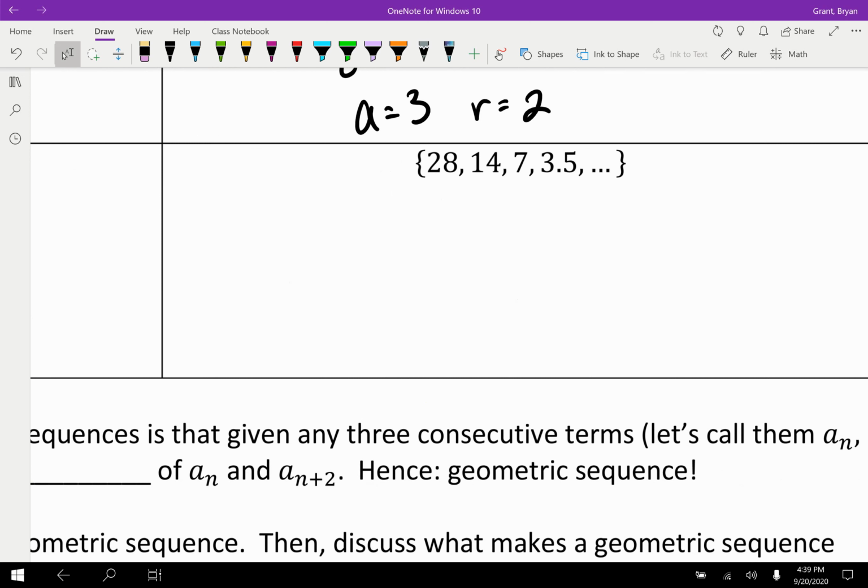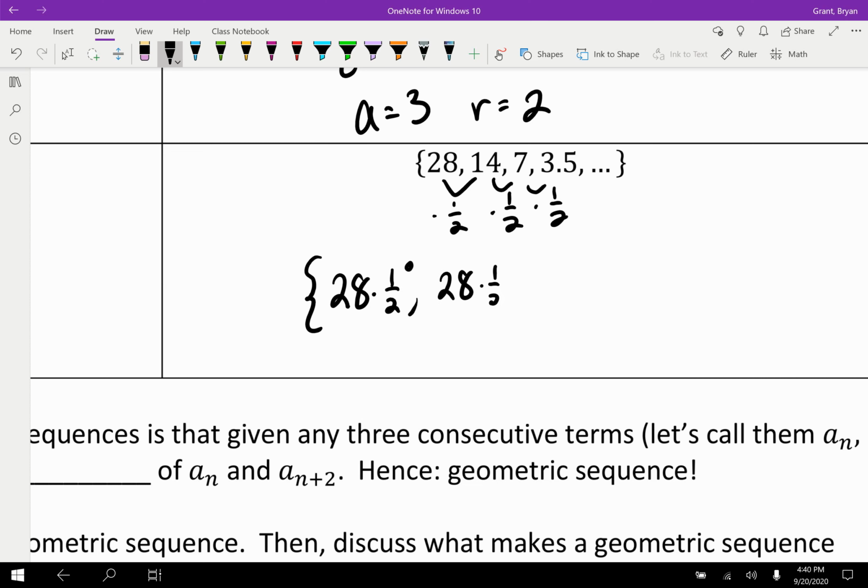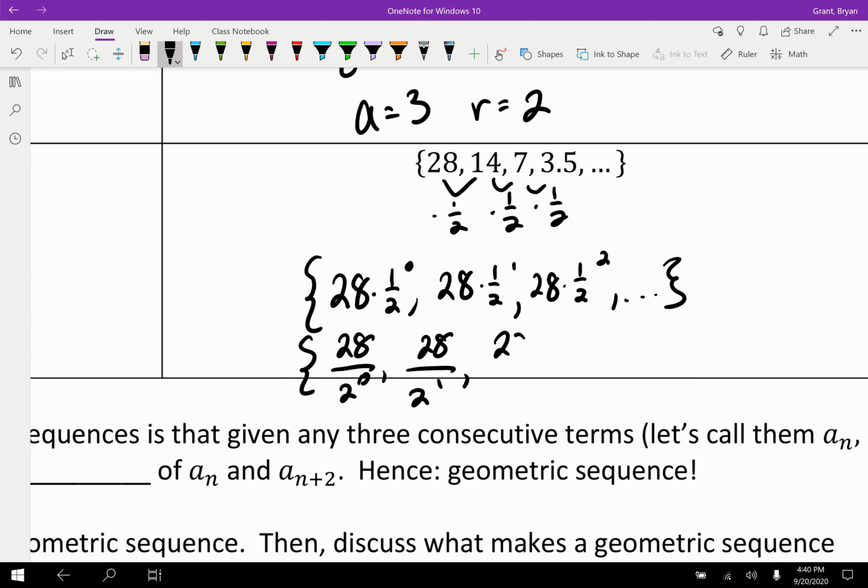Last one. It looks like I think we're dividing by 2, but with a common ratio we usually do multiplication, so I'd say we're multiplying by 1/2 each time. And I'll give you 2 different ways to write this if you would rather do it with division. But I'd say the more common way would be 28 times 1/2 to the 0th, 28 times 1/2 to the first, 28 times 1/2 to the second, and so on and so forth. However, if you really enjoyed division, you could say 28 divided by 2 to the 0th, 28 divided by 2 to the 1st, 28 divided by 2 squared, and that's fine as well.